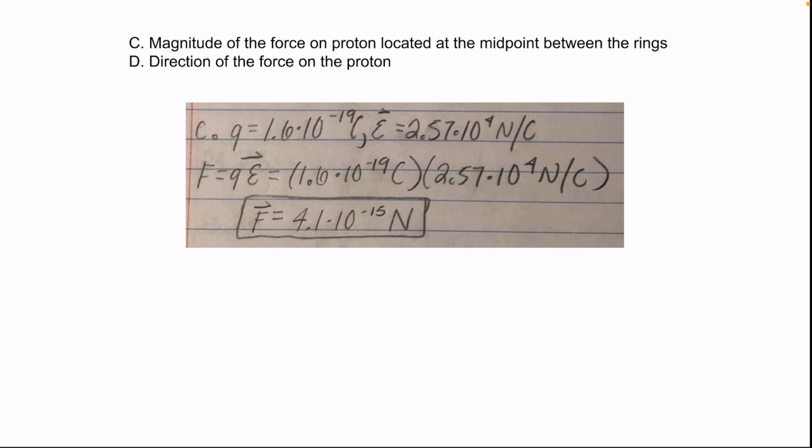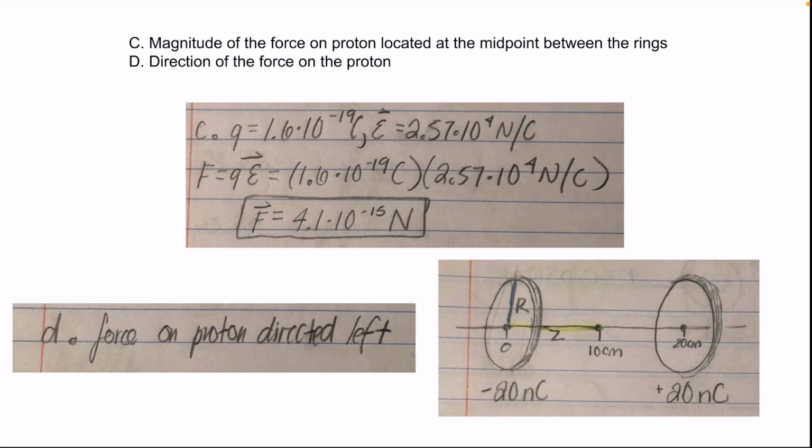C is asking about the magnitude of the force on a proton located at the midpoint between the rings. We already know the charge of a proton. It's just 1.6 times 10 to the negative 19th, and we just solve for that electric field. We can use that same value since the electric field is independent from that charge. Once you use that force equals charge times electric field equation, just plugging in those numbers, you get a force of 4.1 times 10 to the negative 15th newtons on that proton.